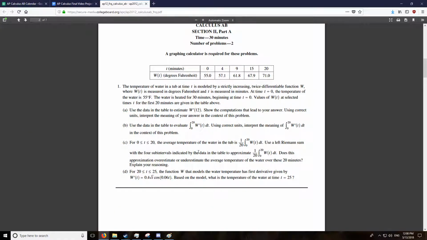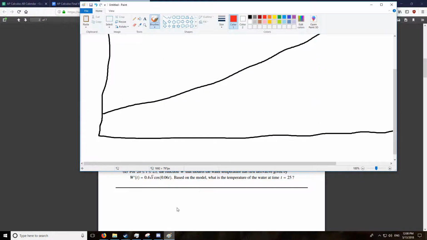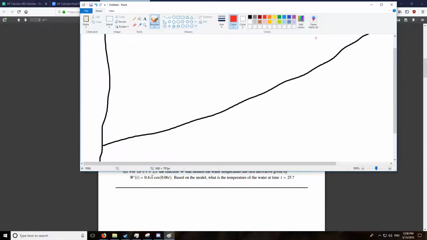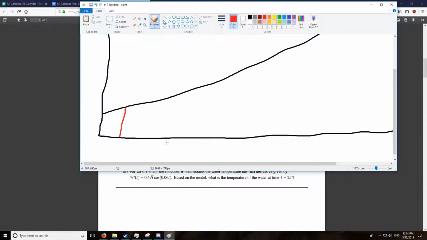This is going to be an underestimate because we always use the smaller values. The way you actually want to phrase that is: because W of t is increasing and you are using the left Riemann sum, you are always using the smaller values. A good way to visualize this is if you have a roughly linear graph, you take 2 points and use a left Riemann sum. You're not counting this area, but you're counting this area only, so it's going to be an underestimate.